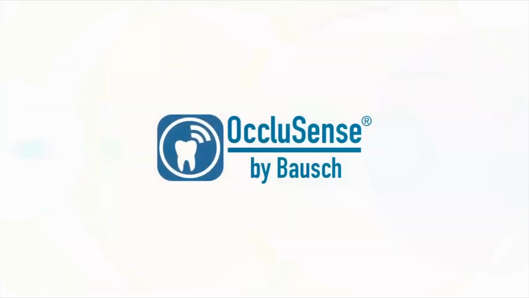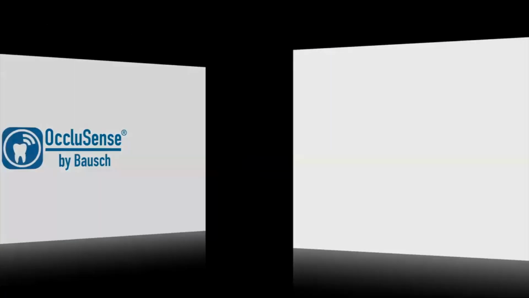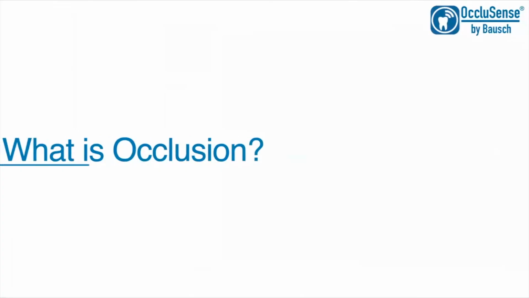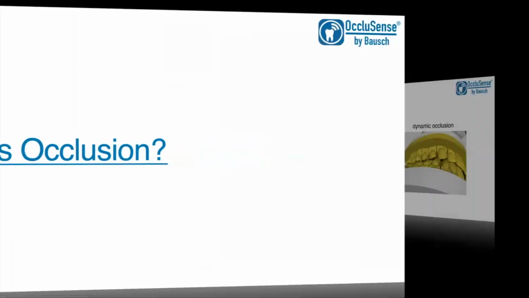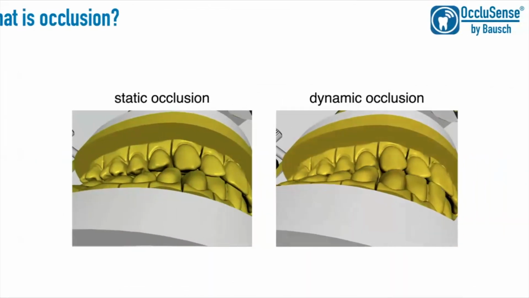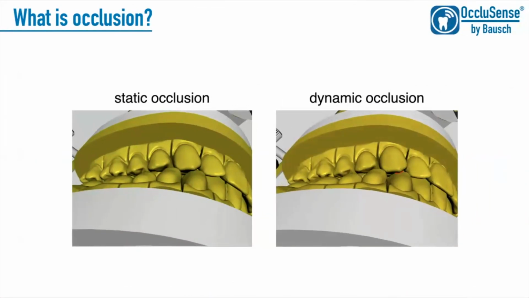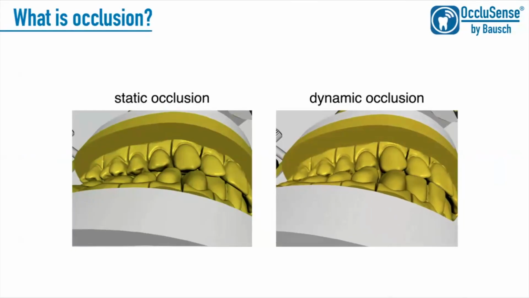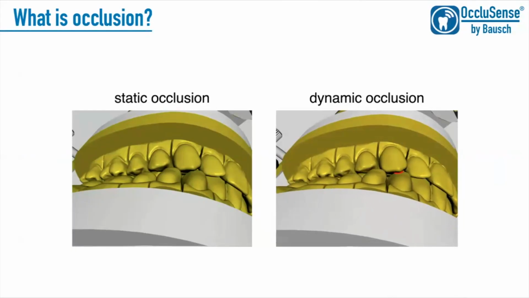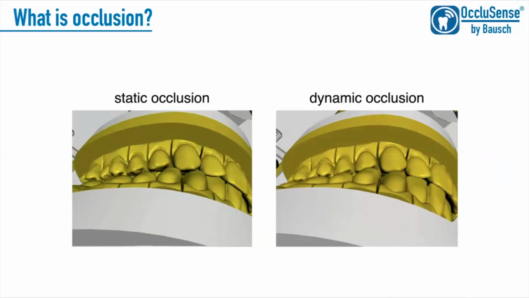What we are talking about today is a new method to look at occlusion control. So it's OccluSense by Bausch in a digitalized manner. And what I want you to think about first and foremost is, what is occlusion? Actually, a pretty straightforward question to ask. So I just want you to bear in mind the concepts of static occlusion and dynamic occlusion and how you test this on your patients. So what measurements do you carry through when your patient is sitting on the dental chair?